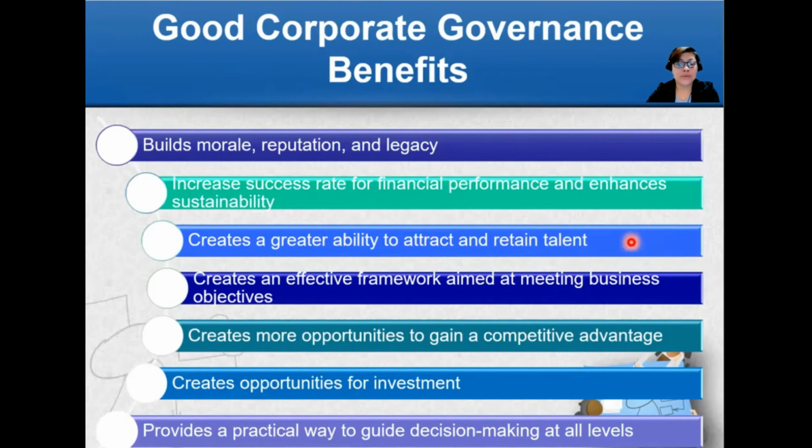Then we have creates a greater ability to attract and retain talent. A significant focus has been placed on culture being a key contributing factor to the success of the company. Maintaining transparency surrounding fairness, accountability, and operations gives your employees a greater sense of responsibility.